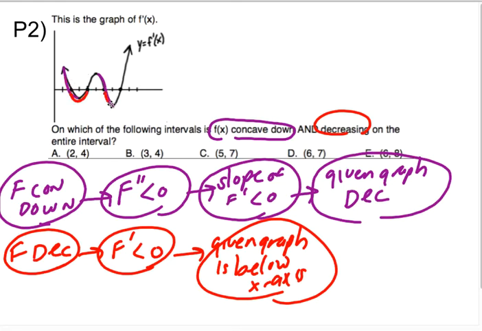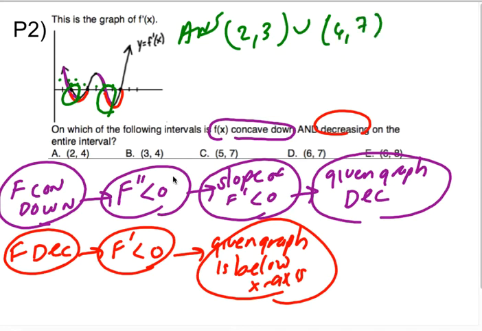Here and also here. Well, the only windows that meet both of those qualities are right here and right here, right? So my possible answers, that's 2 to 3, and 6 to 7. So 2 to 3 or 6 to 7. 2 to 3 is not an answer choice, right? 2 to 4 is, but that's not right, so it's D, 6 to 7.